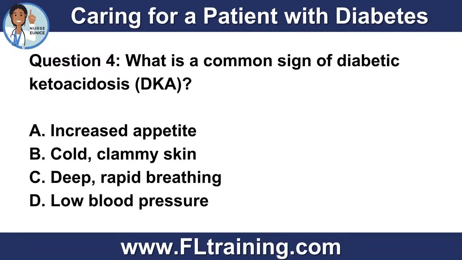Is it A, increased appetite, B, cold, clammy skin, C, deep, rapid breathing, or D, low blood pressure?